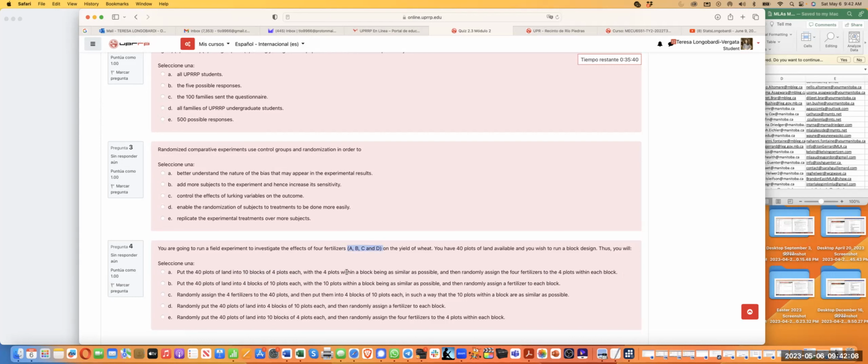So the steps are: naturally separate them into blocks by whatever reason you're blocking. And then within each block, it's like a mini experiment where all treatments are randomized. Thank you for the question. All right.